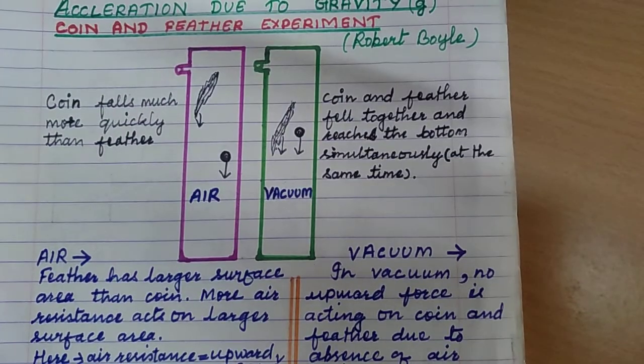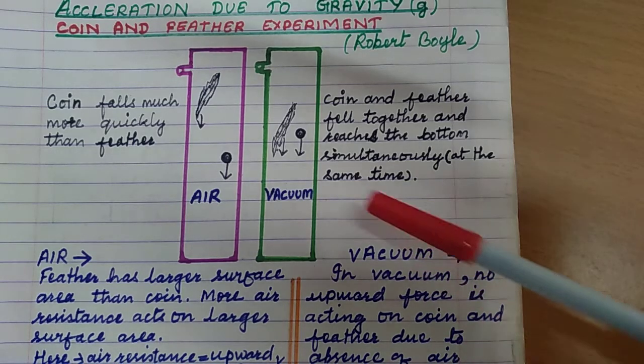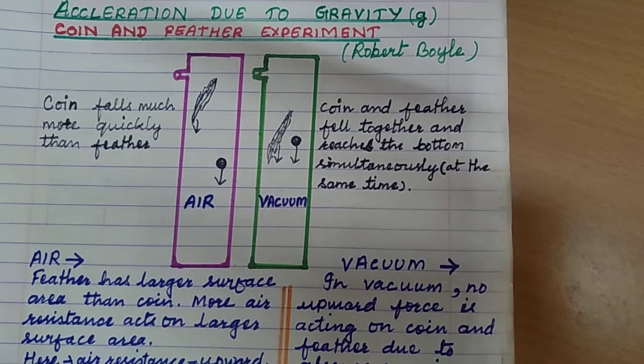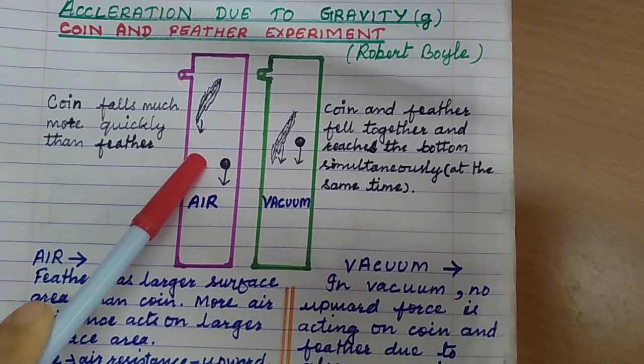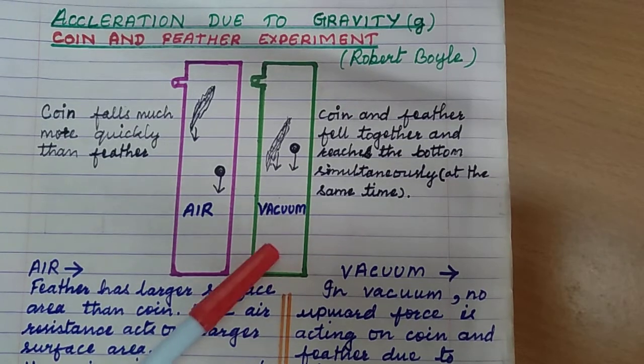You see, Robert Boyle took two objects in a long cylinder. The objects were a feather and a coin, a heavier, bigger coin. He made these two things fall together at the same time. In the first case he allowed air to be present in the cylinder, and in the next case he made the cylinder completely vacuum.